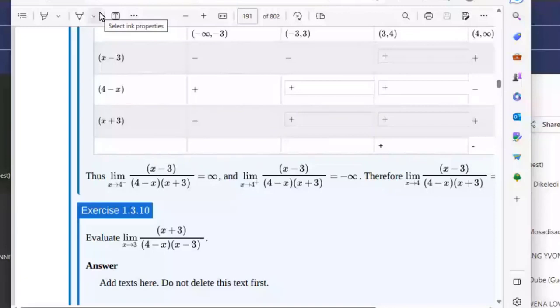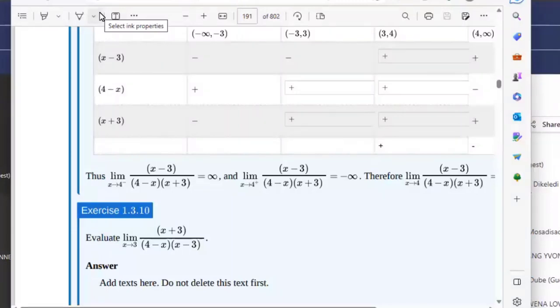Now, remember when we solve these limits, we had to break down this limit into 2 parts. The first one is the limit of 1 over (4 minus x) as x approaches 3 from the right. Another one is the limit of x plus 3 over x minus 3 as x approaches 3 from the right. Now we are starting with the first part.